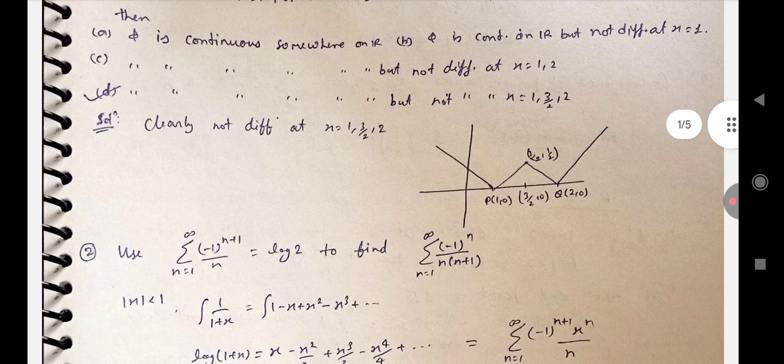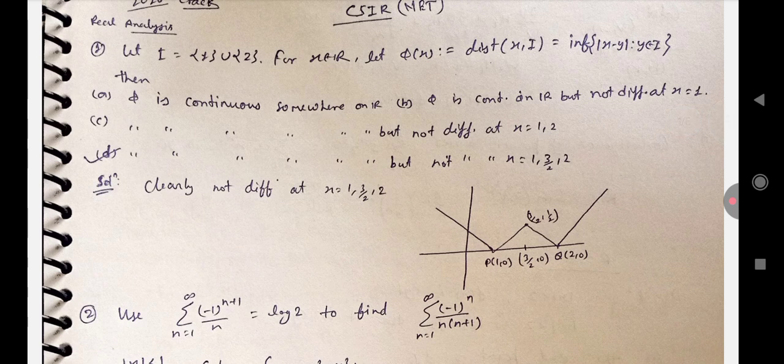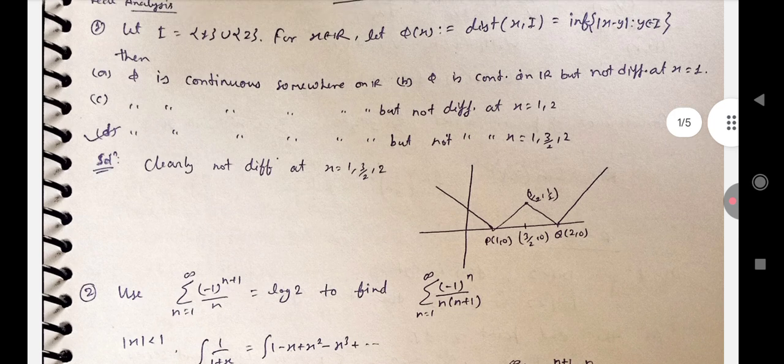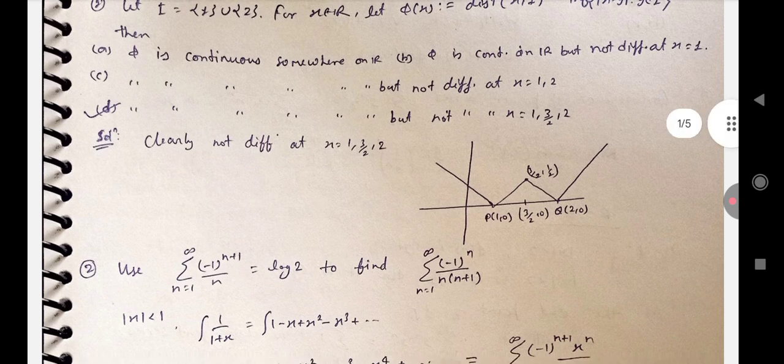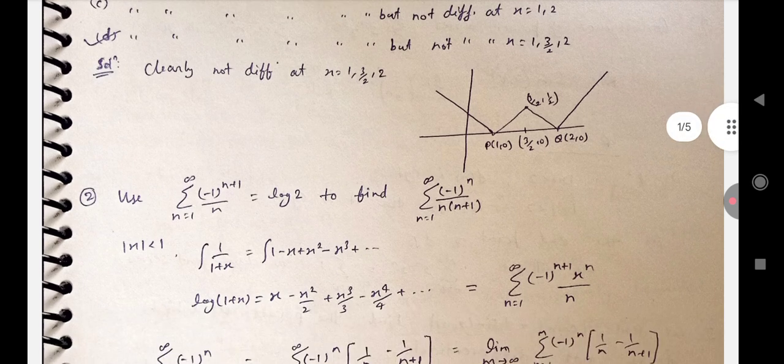and D is this. So to tackle this type of questions, we can draw a graph like this. Graph of this phi x looks like this. We can see we have bendingness or V shape at 1, 0 and 3 by 2, 1 by 2 and 2, 0. So if x equal to 1, 3 by 2 and 2, in that situation this function is not differentiable. So we can say D option is correct.